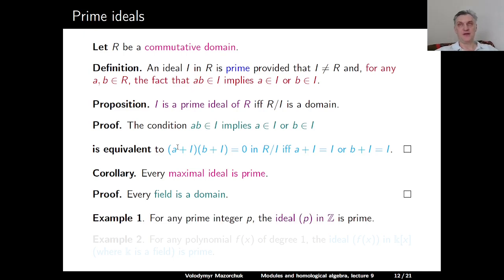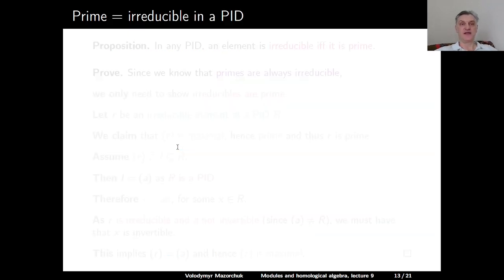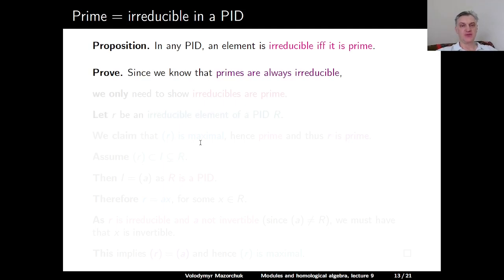For example, in the ring of integers, the principal ideal generated by a prime integer is prime. And example 2, in a polynomial ring, the ideal generated by a polynomial of degree 1 is prime. Now let us prove that in a principal ideal domain, the notions of prime and irreducible elements coincide. So proposition, in any PID, an element is irreducible if and only if it is prime. Proof. Since we know that primes are always irreducible, we only need to show that irreducible elements are prime.